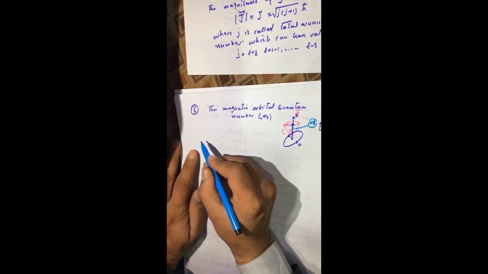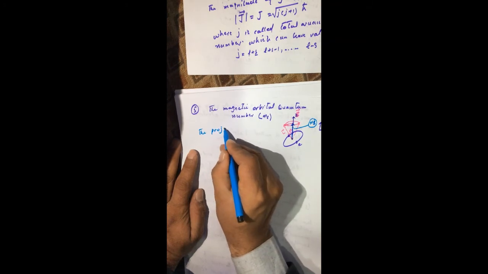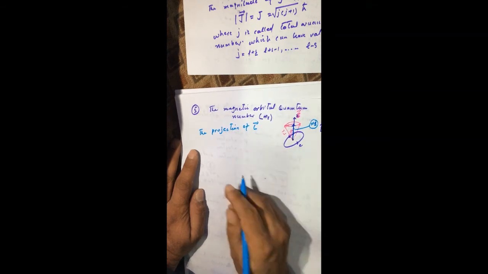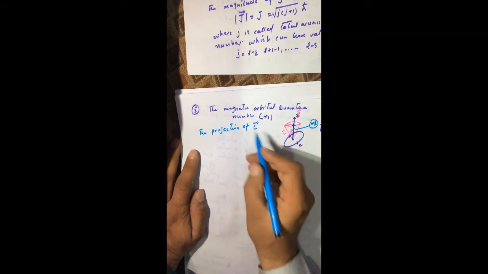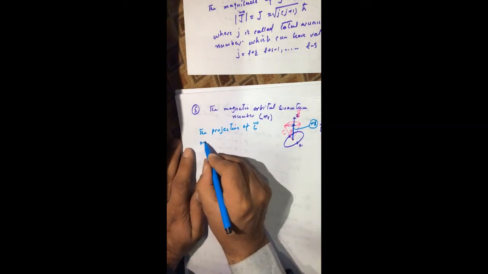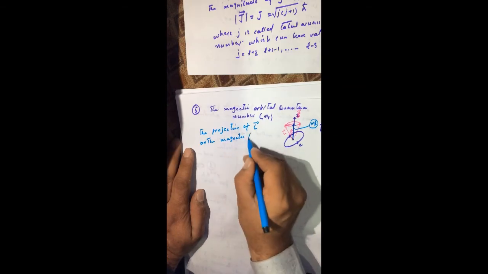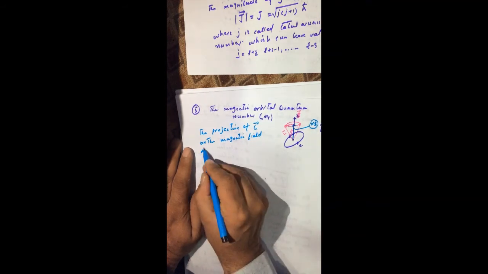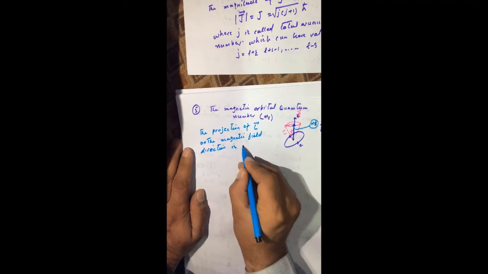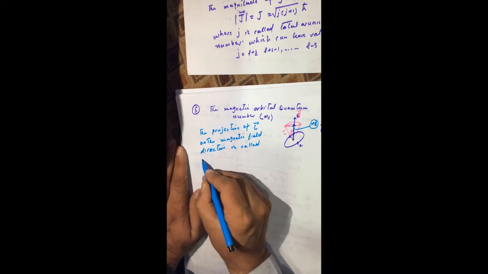So I can say that the projection of the orbital angular momentum vector L on the magnetic field direction is called the magnetic orbital quantum number.